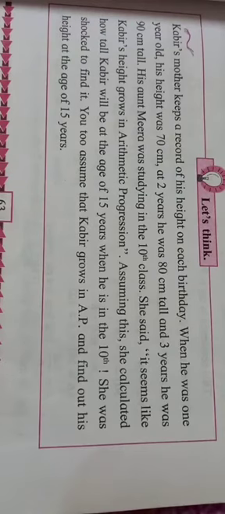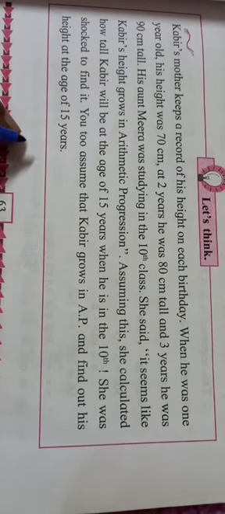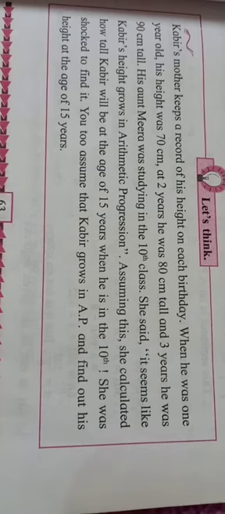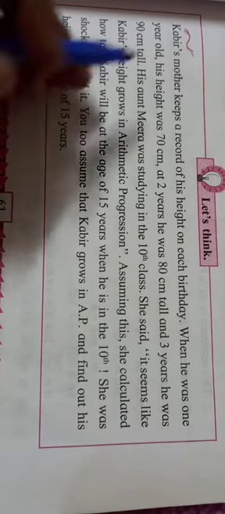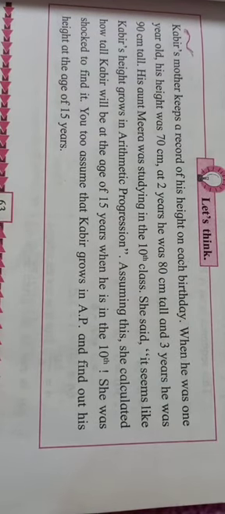Good morning, students. Let us see one very interesting example given in your textbook, page number 63, related to nth term of an AP. Here you can see Kabir's mother keeps a record of his height on each birthday, right? When Kabir was 1 year old, his height was 70 centimeter. So related to our concept of nth term, here T1 will be 70. T1, that is, when the child was 1 year old, his height was 70 centimeter.